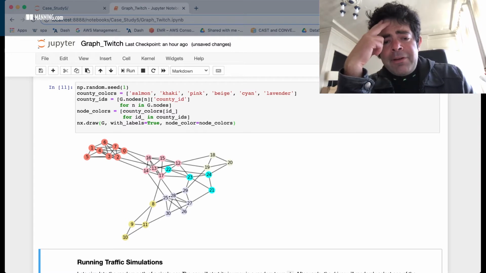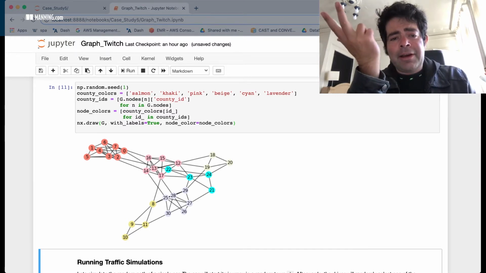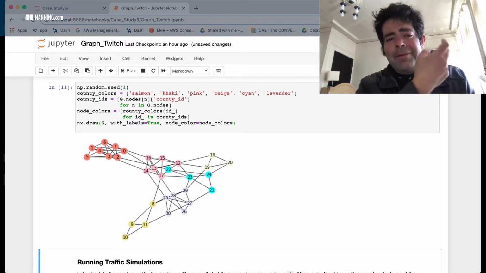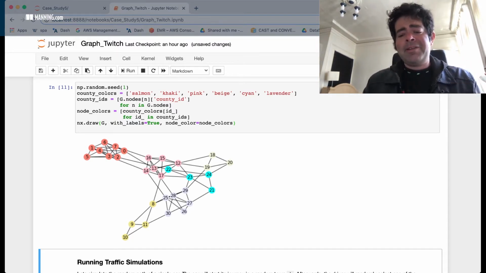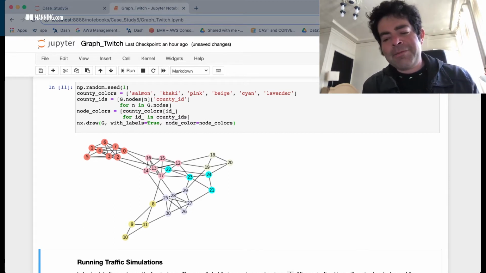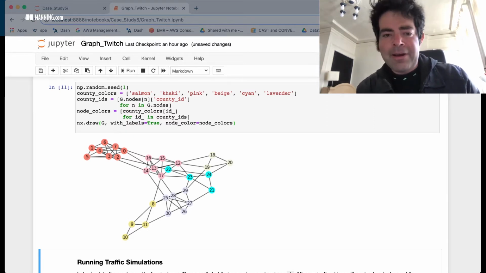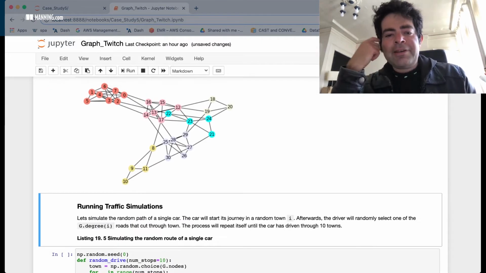So now what we're going to do is operate on the assumption that towns in the same county have generally more traffic between them than towns in different counties. And we'll discuss that idea in more detail shortly. But first we need to define what exactly we mean by traffic between counties. And more importantly, how can we simulate and model that traffic mathematically?